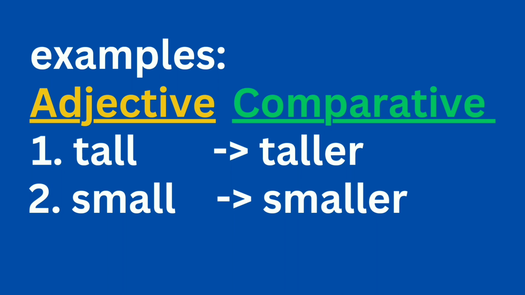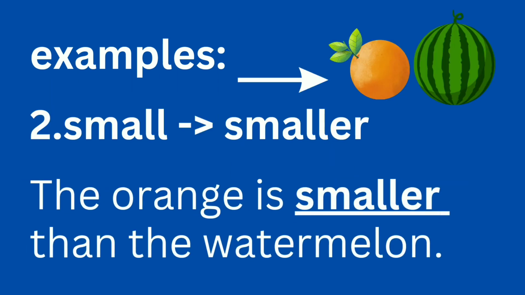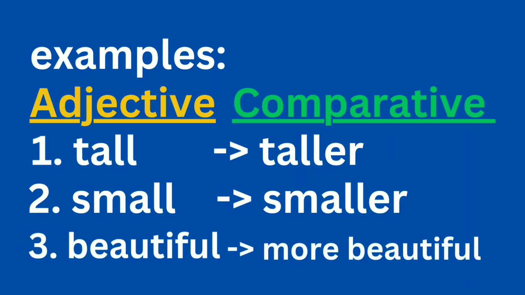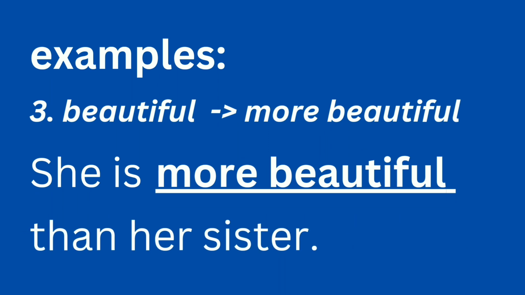Small is smaller. The orange is smaller than the watermelon. Beautiful. The comparative is more beautiful. She is more beautiful than her sister.